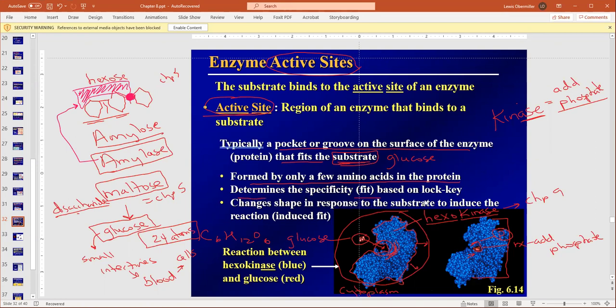The shape is the function. It's kind of a lock fitting a key. So if we change this active site, it won't fit anymore. And I can tell you guys, there's a disease called Snyder-Robinson syndrome.